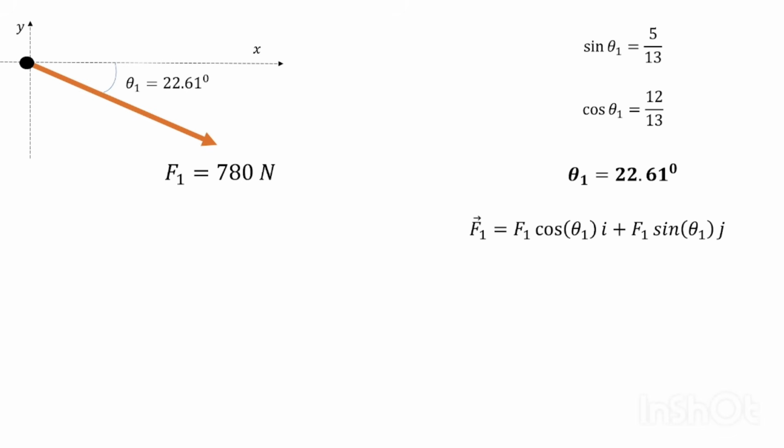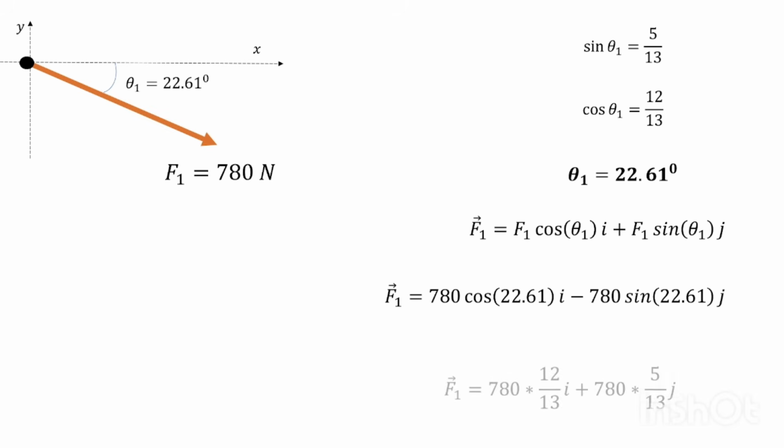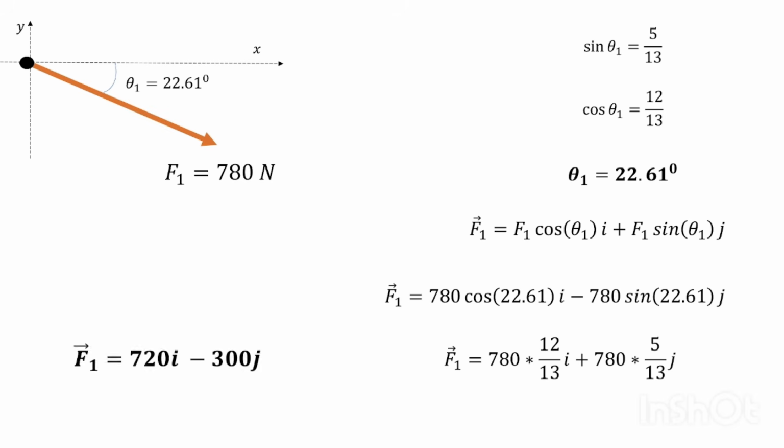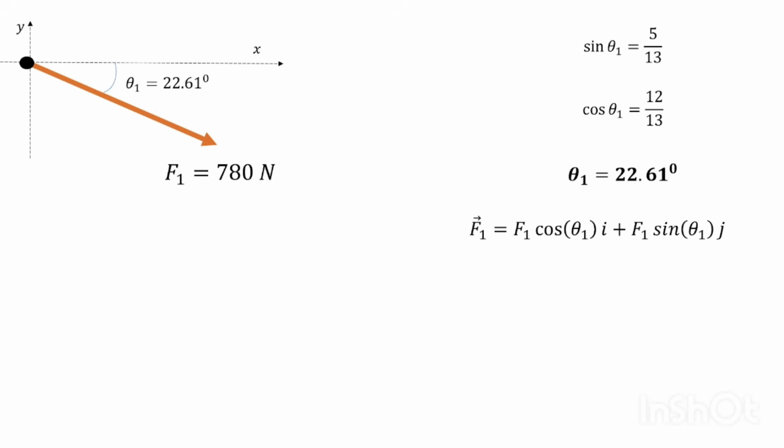We know that the force F1 is equal to F1 cos theta 1 i plus F1 sine theta 1 j. Putting this into our equation, we have our F1 to be 780 newtons, and we have our theta 1 to be 22.61. If we evaluate this, basically we're going to have our F1 to be 720i minus 300j. So we're going to have 780 cos 22.61 i minus 780 sine 22.61 j.